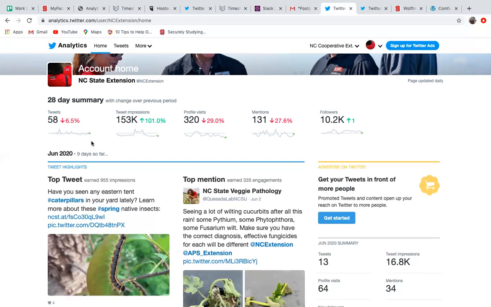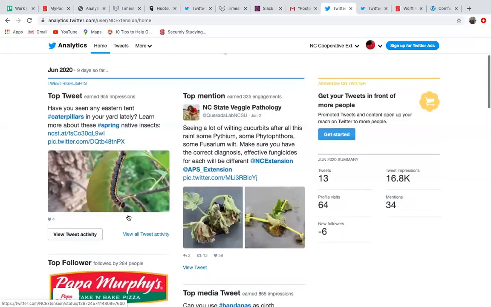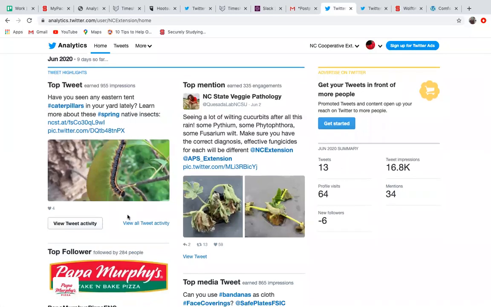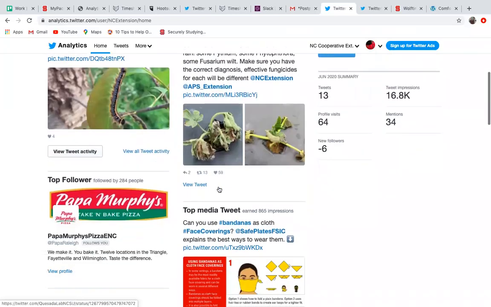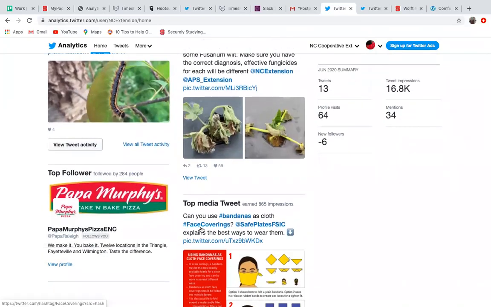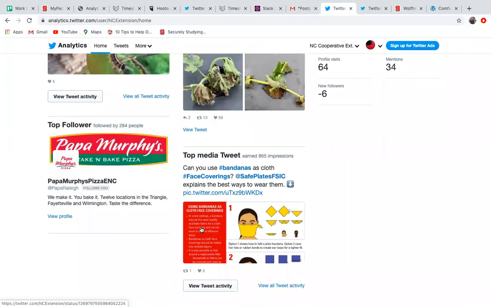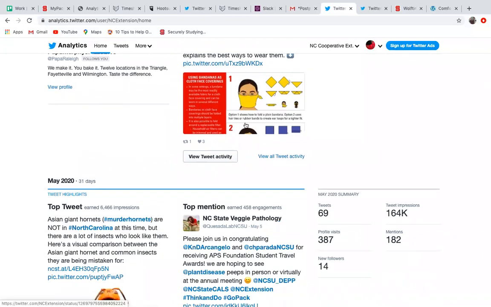So you can see, just glancing at it, we didn't tweet as much, for example, but more people are viewing our tweets. Then when you scroll down, it breaks it down month by month. So you can see what your top tweet was for any given month, your top mentions, so that's based on engagement, based on someone else who was talking about your account, your top follower, and then your top media tweets. So media tweets are tweets that use photos and videos, or even graphics like this.